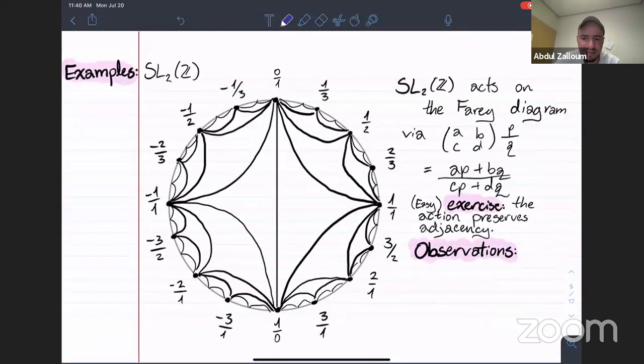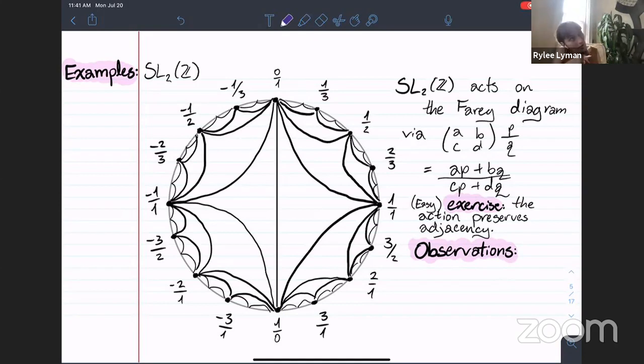There is a question in the chat: is there some significance to aligning the vertices around a circle? Secretly, yes. One way you could think about this diagram is as an ideal triangulation of hyperbolic two space, and this is the Poincare disk model for hyperbolic two space. If that means nothing to you, don't worry about it. I'm not going to use that interpretation much in these slides. But there's also an action of SL2Z on the hyperbolic plane, and drawing it this way, these actions are very closely related. That was the thing that I wanted to say.